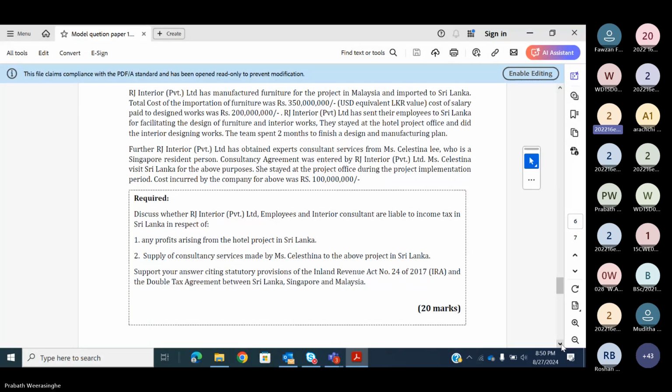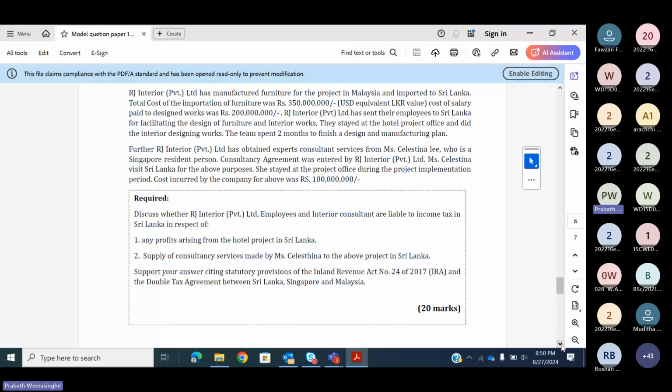One more doubt, sir, regarding this Miss Celestina. The question mentions that she stayed at the project office during the project implementation period. So basically, she stayed 1 year in Sri Lanka. Then she becomes a resident person in Sri Lanka, no? Because she stayed in Sri Lanka more than 183 days. Yeah, correct. So then she is liable for AIT tax, correct?